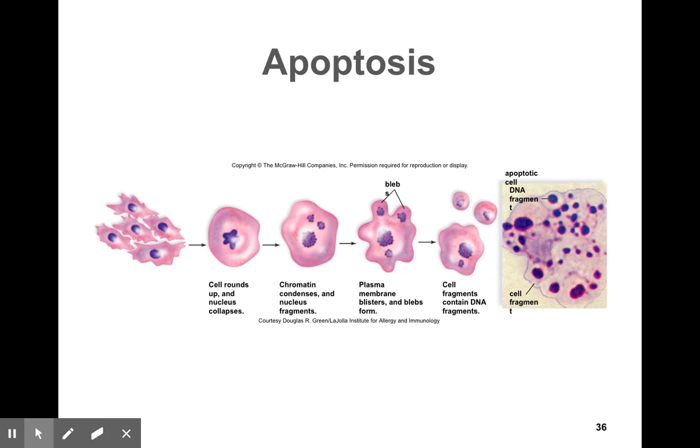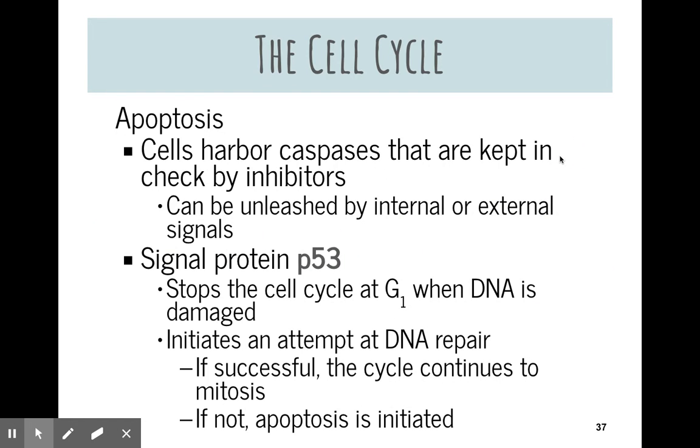Here are some illustrations of apoptosis, as we see here. Apoptosis harbors caspases, like we said, which are enzymes that are kept in check by inhibitors. They can be unleashed by internal or external signals, meaning that these enzymes can get a signal from the outside or inside environment. They signal protein p53. p53 is our guardian protein, our guardian enzyme. We need it.